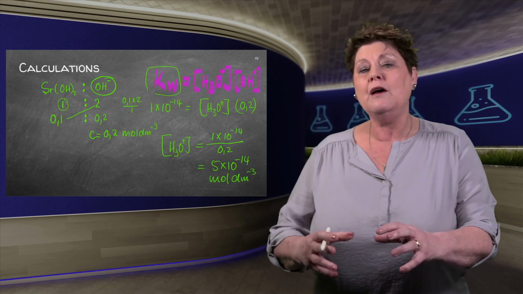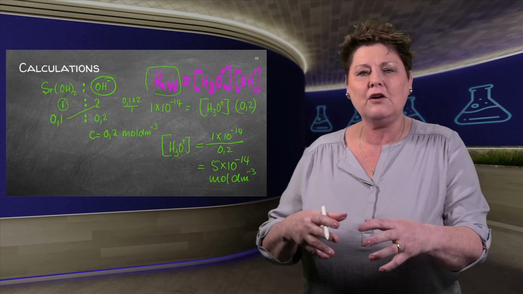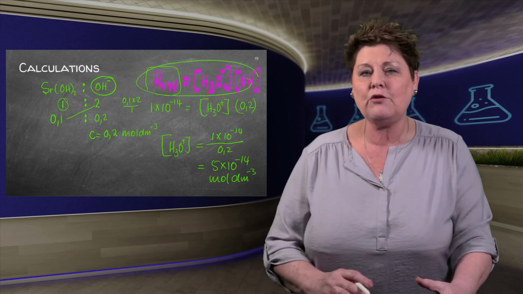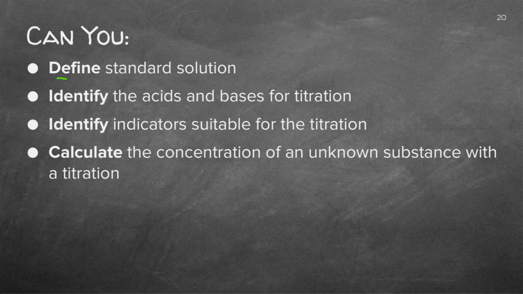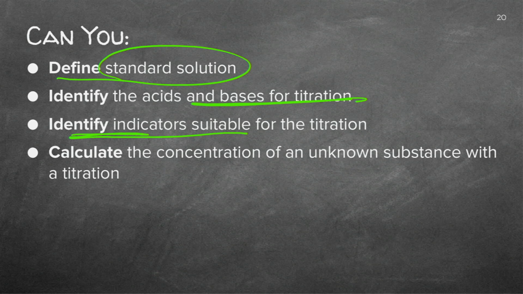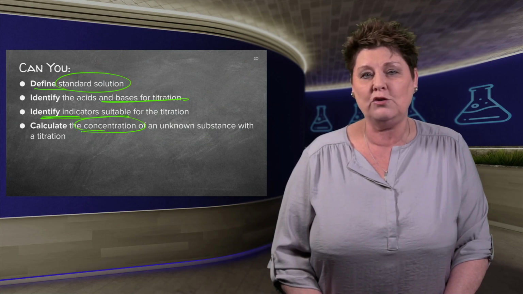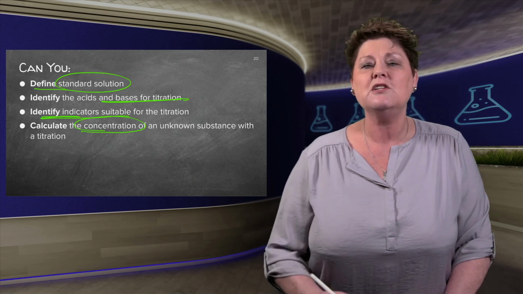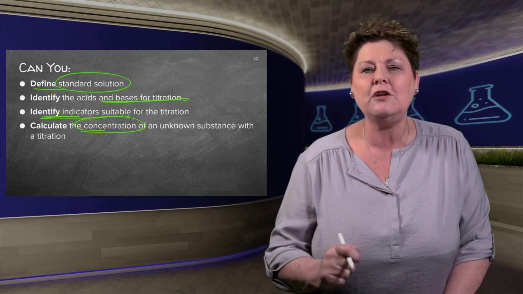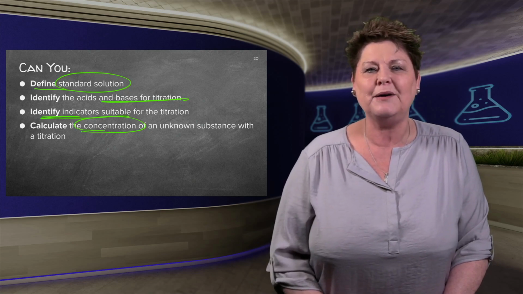Guys, you need to apply pH and the constant for the water and titrations and all the stoichiometry that you've done. So you need to be able to define standard solutions, do all the identification of titrations as well as identify indicators, and then finally work out concentration, ions, and use all the information on your information sheet. Go and Google more examples so that you can practice this. I can guarantee you this will be in an exam paper.